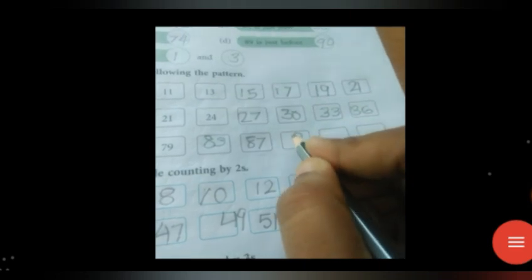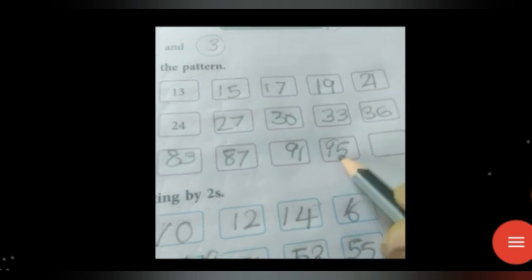Then 83 plus 4 is 87. 87 plus 4: 87, 88, 89, 90, 91. 91. Then 91 plus 4 is 95. 95 plus 4 is 99. Understand? This is the pattern of numbers. Okay? You understand?